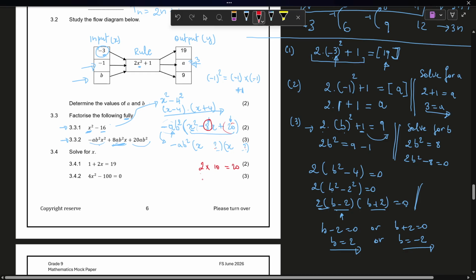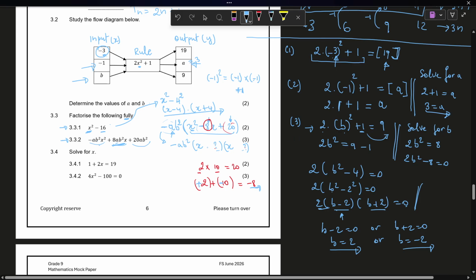But if I need to add these by putting the signs, what are those signs? Adding those two terms so that I get negative 8. I can see that 10 must have a minus and 2 must be positive, so that when they are added, I get negative 8, right?